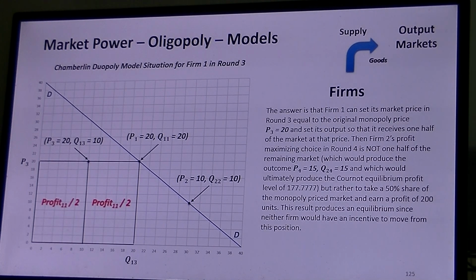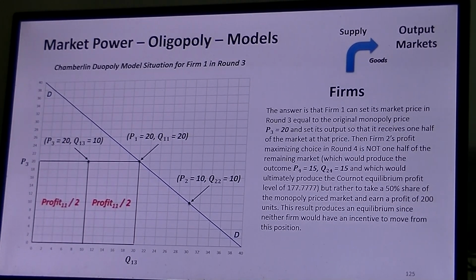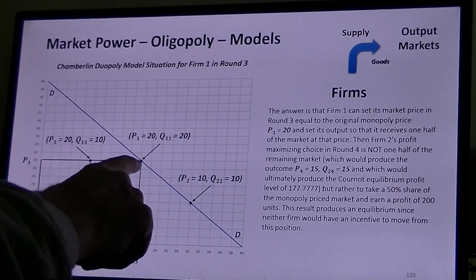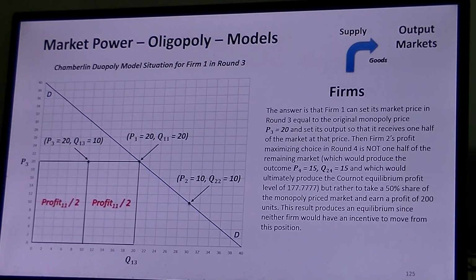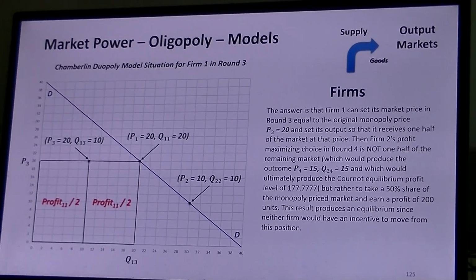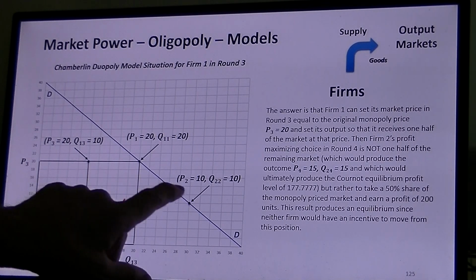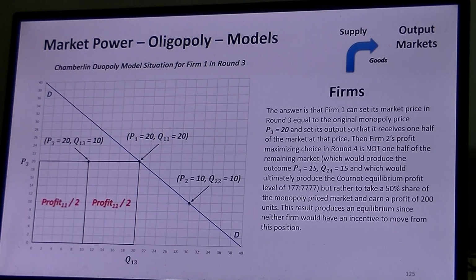And that's 177. But so I've got a potential of 200 as well. So then firm 2 will say, well, I'll take half the market too, and I'll earn a profit of 200. That's better. If I set my price equal to 20, I'll take half the remaining market, and now I'll get a profit of 200. Well, that's better than the Cournot outcome. So I'll take that outcome over the Cournot outcome.